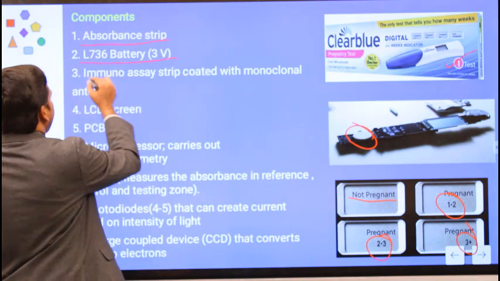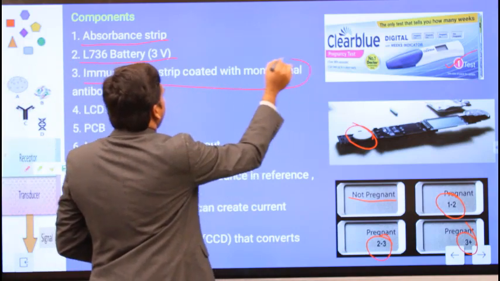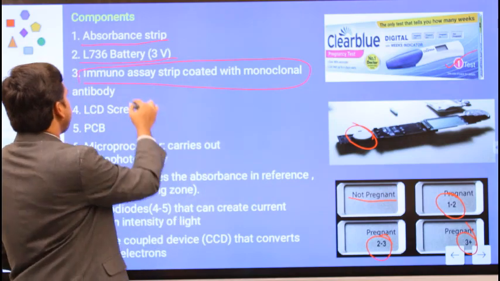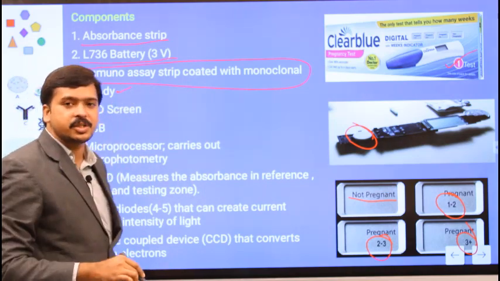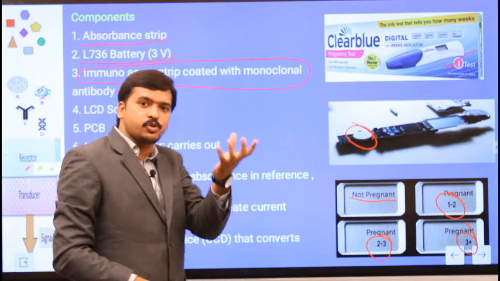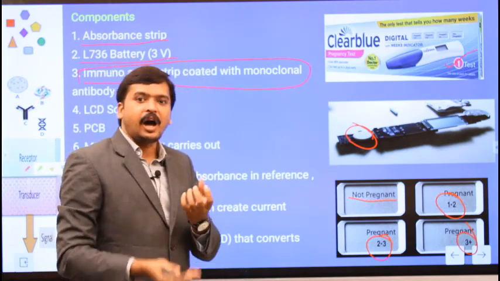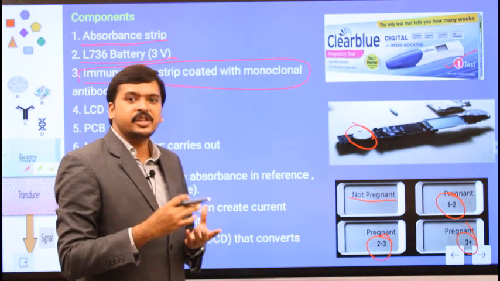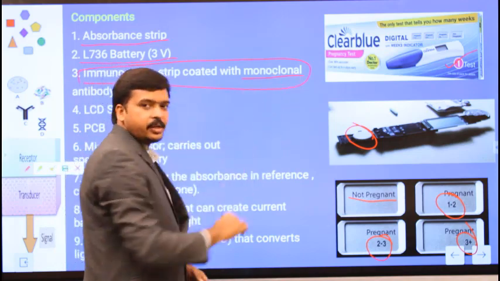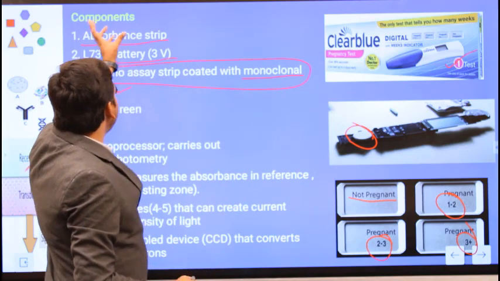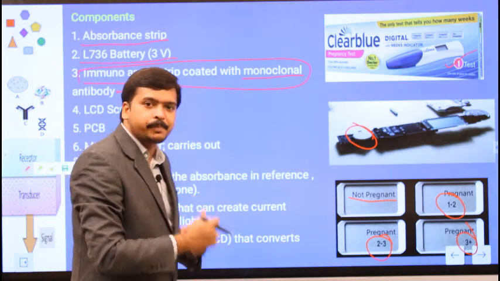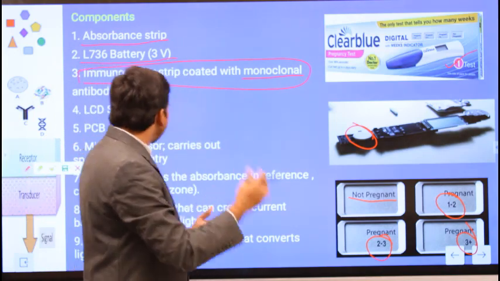And the third important part is the immunoassay strip coated with monoclonal antibodies. So this is our biological recognition unit. Right? Earlier the absorption strip is only absorbing the sample. After absorption, what should happen? They should bind with your biological recognition element. In this case, it is monoclonal antibodies. Monoclonal antibodies should attract them. And because of that affinity, the binding should happen. Once binding happens, then the rest of the things.